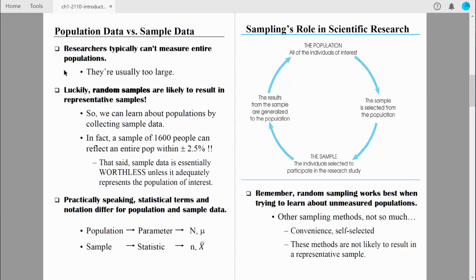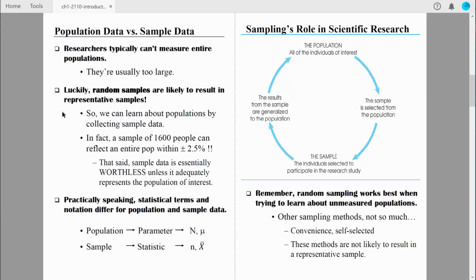But if I was interested in learning something about the population of depressed people in our country, that would be something that would be impossible to measure. There are simply too many people, and it's too hard to define who all those people are. Well, here's the good news. Luckily, random samples are likely to result in what we call representative samples. Whenever you realize that an entire population has not been measured, but a sample was used instead, you always need to be asking yourself, is that sample representative of the population? We can only learn about a population from a sample if that sample appropriately represents the population. So let's delve into what that means, representativeness.